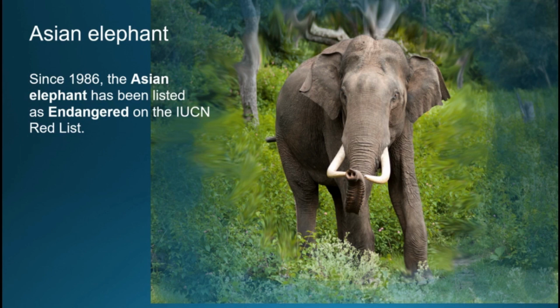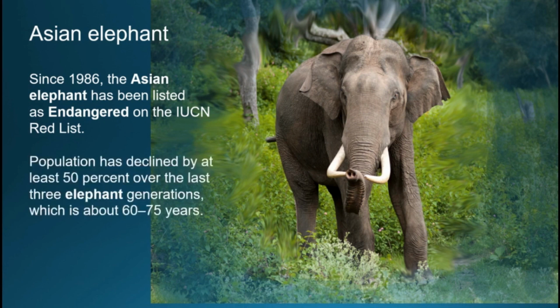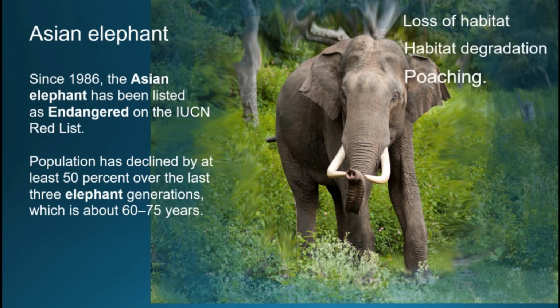Since 1986, the Asian elephant has been listed as endangered on the IUCN Red List, and the population has declined at least 50% over the last three elephant generations, which is about 60 to 75 years. Again, the reason is loss of habitat, habitat degradation. People have started occupying their habitat, their area. So these two are very important reasons, and adding to all, poaching.